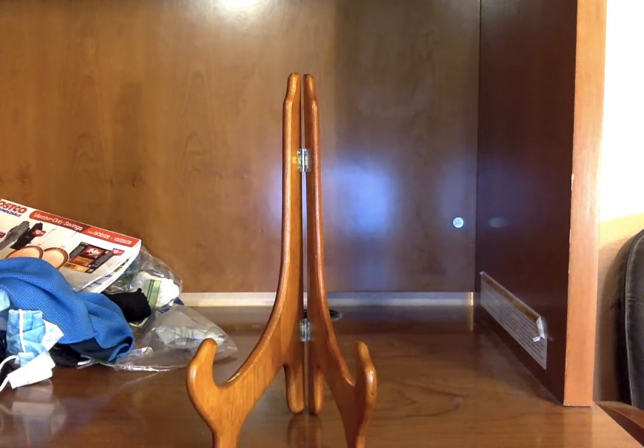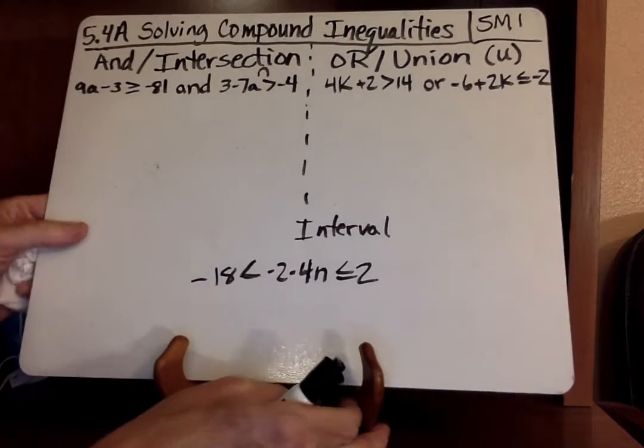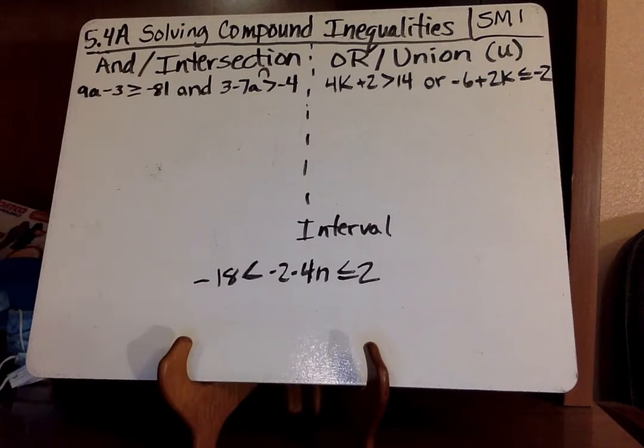Solving compound inequalities. Okay, so here we have a problem. 9a minus 3 is greater than or equal to negative 81, and 3 minus 7a is greater than negative 4. So we're going to use our equation solving skills.